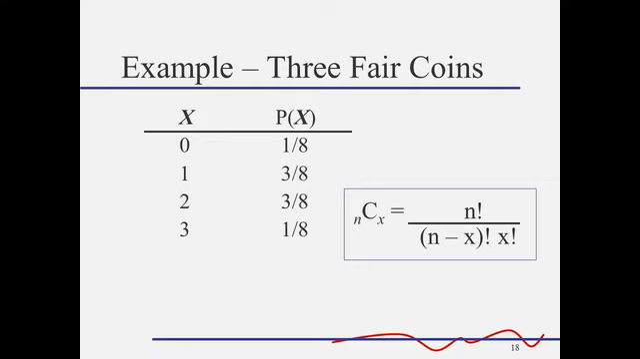That's a combination, so we have 3 choose 0, and there's only one way to do that. How many ways can we choose 1 head out of 3 coins? There are 3 ways to do that. How many ways can we choose 2 heads? 3 ways again, and just 1 way to choose all 3 coins to be heads. Because we have a fair coin, all the events in the sample space have an equal chance, and we can use that to find the probabilities.